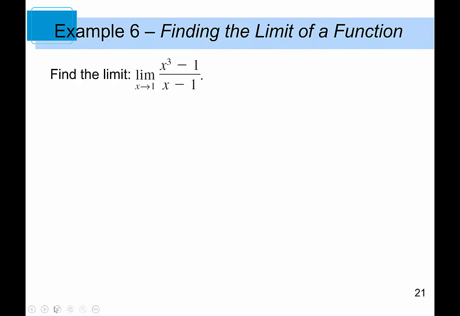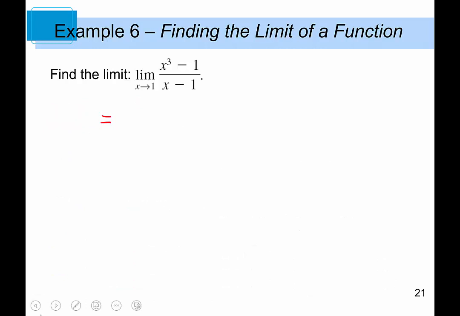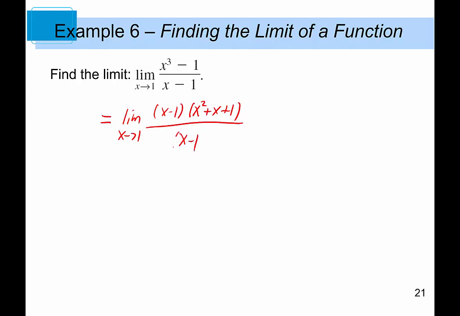Okay, so let's take a look at this particular function. If you look at it, actually we can factor the numerator, right? So it becomes x minus 1, x squared plus x plus 1. As you can see now, if you cancel that, now we have a new function, which is x squared plus x plus 1. This function is exactly the same as that one, except when x equals 1, right?